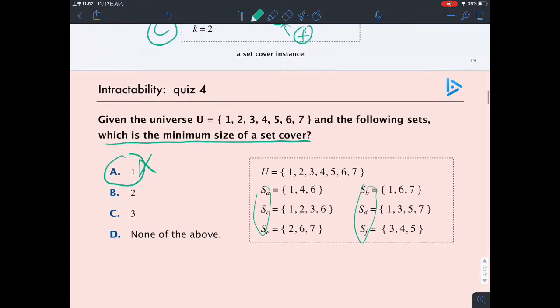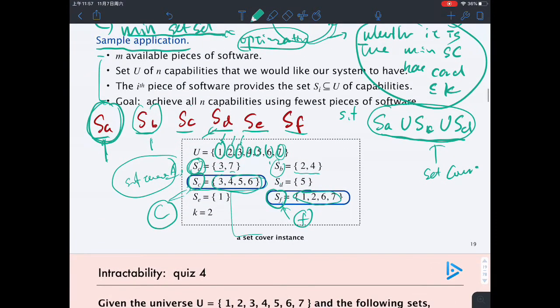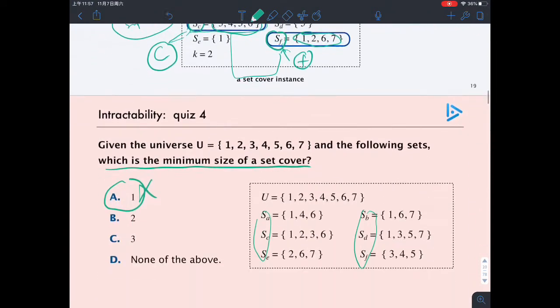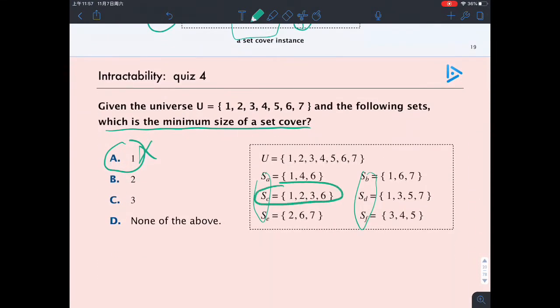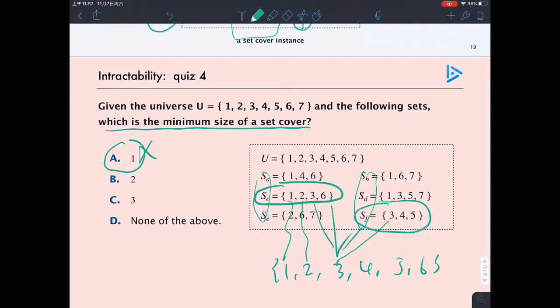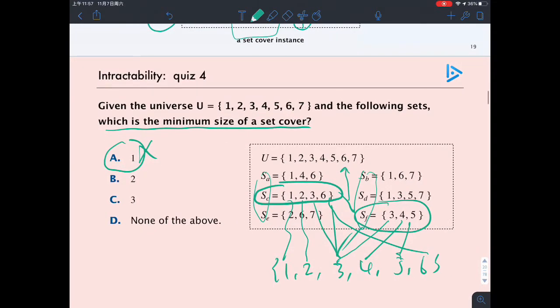So A is wrong. The second thing is, as we saw just now, if I just pick C and F, and take the union, it's 1, 2, 3, 4, 5, 6. 1 comes from here, 2 comes from here, 3 comes from here, also here, 4 comes from here, 5 comes from here, and 6 comes from here. So when I take the union, I cover everything. So 2 is a feasible solution. 3 is also correct. So the answer is 2.